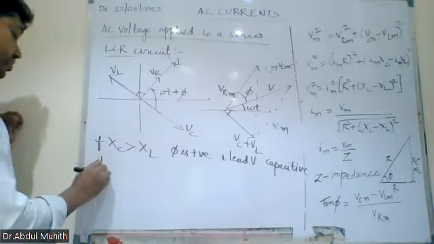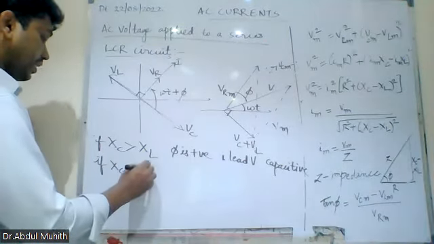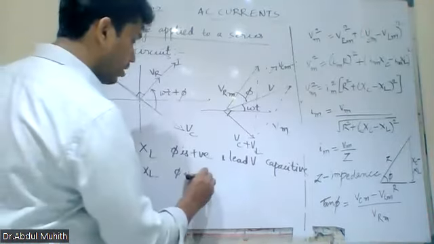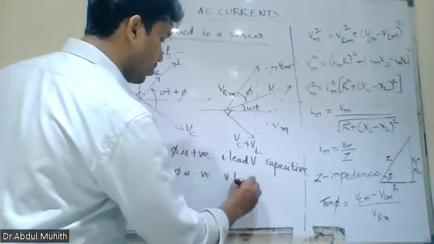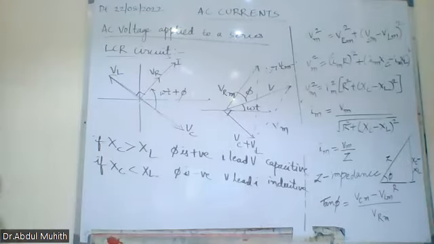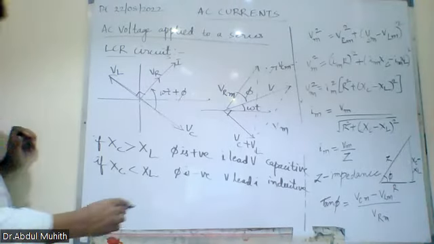Similarly, what happens if XC is less than XL? Phi is negative and V leads current, and that is said to be an inductive circuit. Is that clear now?